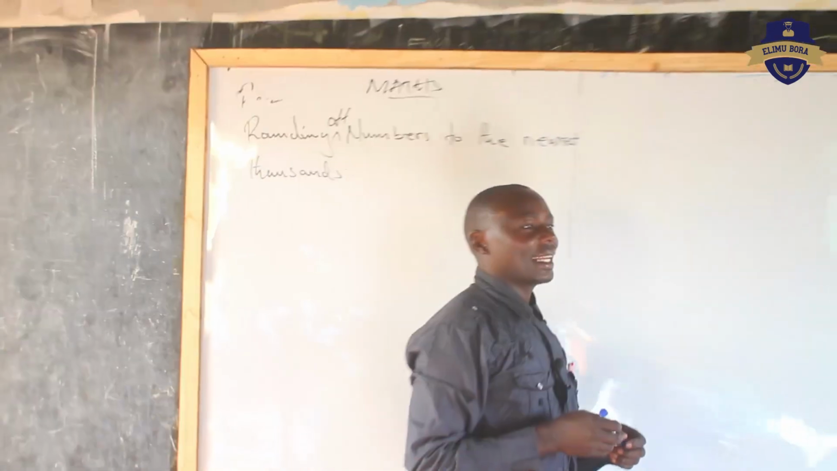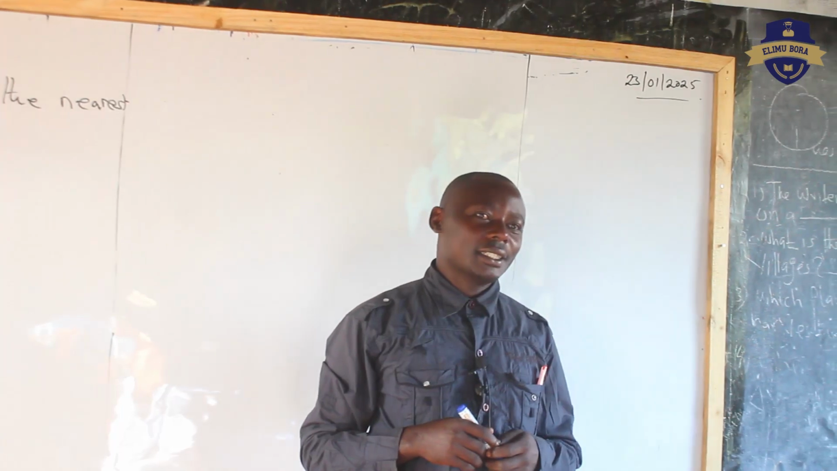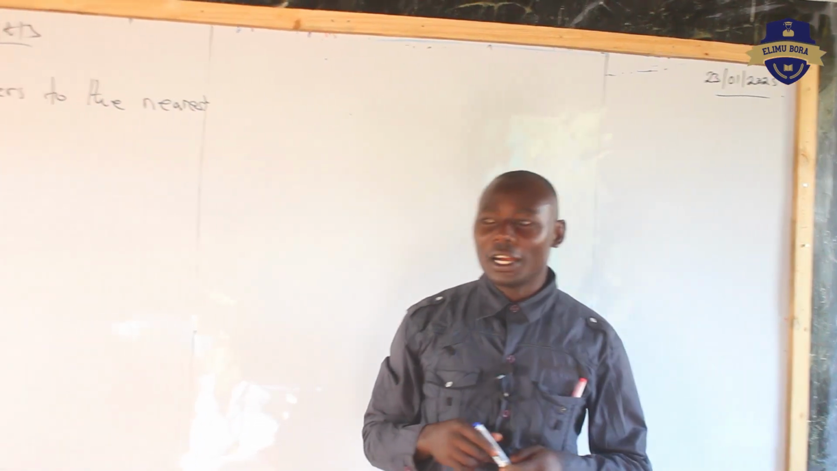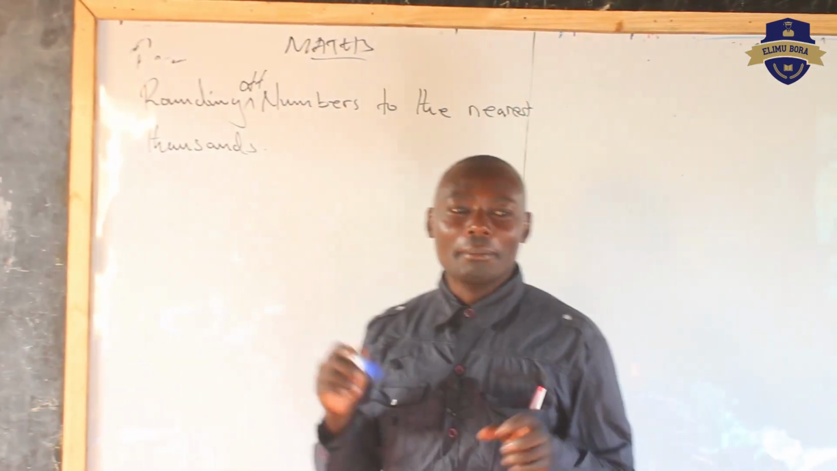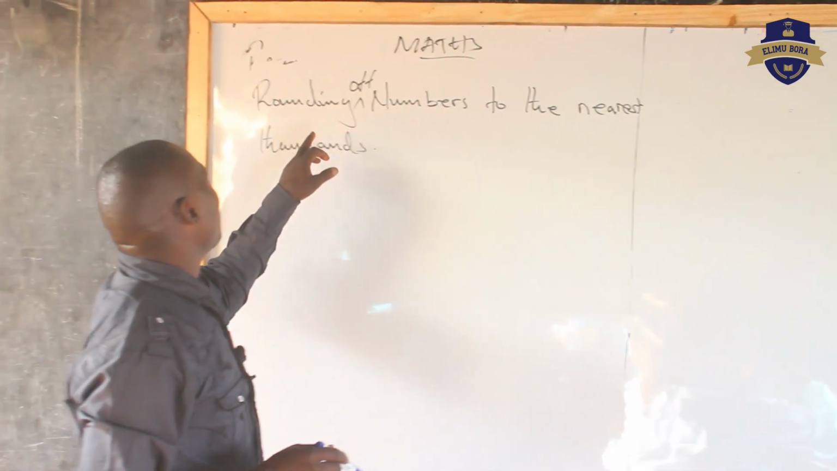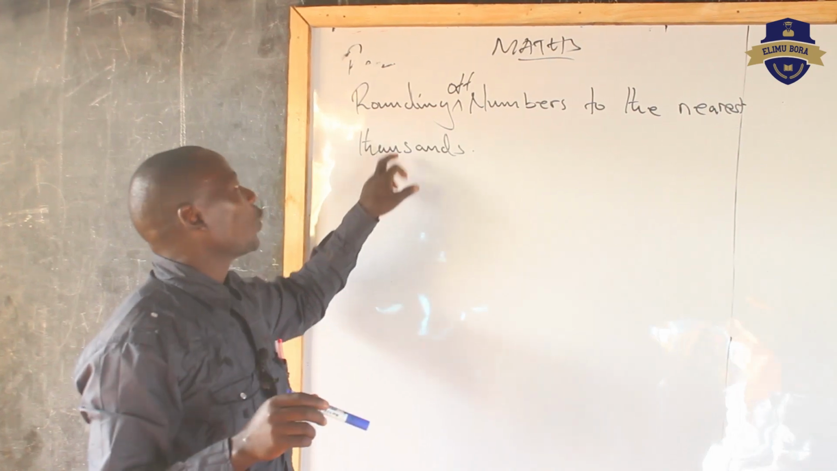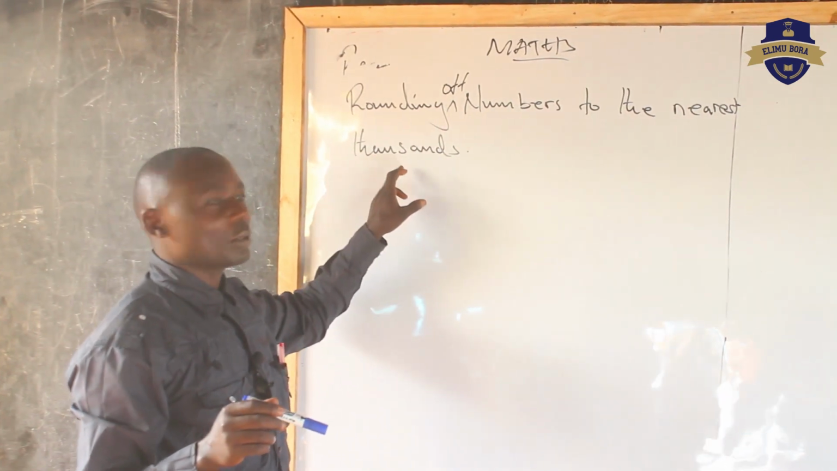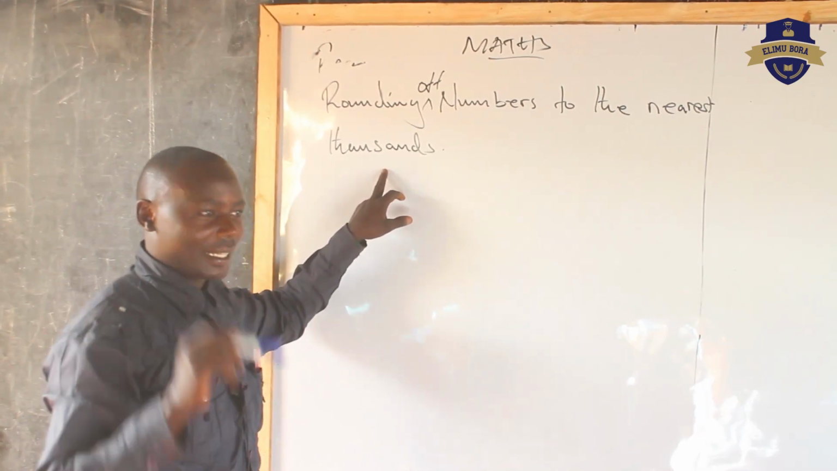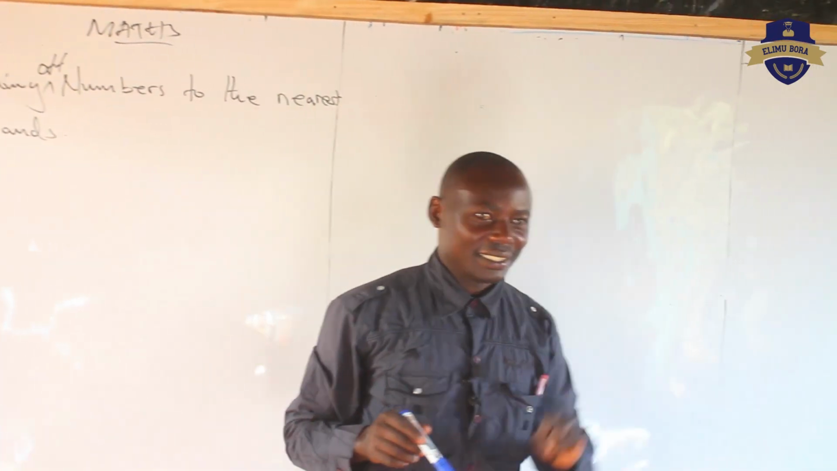When you are rounding off numbers to the nearest thousand, you consider two factors. First, the place value of that number. It must be in the given place value, that is thousand. You cannot be told to round off numbers to the nearest thousand, then you round off the number in the hundreds place. That is number one, the place value. It must be in thousand.